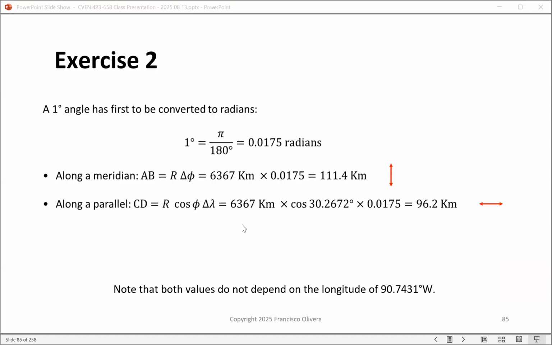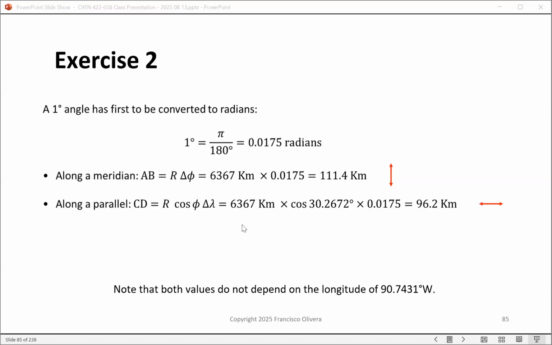So 1 degree, in radians, is going to be equal to pi divided by 180 degrees, which is 0.0175 radians, and the number continues. Now, along a meridian that is north-south, the distance is going to be the radius of the Earth, 6,367 kilometers, times 1 degree, which is 0.0175. That is 111.4 kilometers.